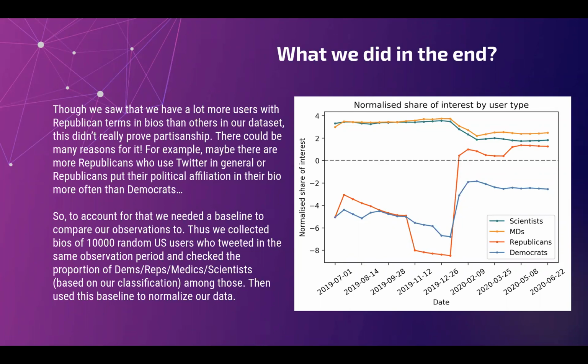So to account for that, we needed some baseline to compare our observation to: how this specific topic of preprints is discussed compared to the general discussion on English-speaking Twitter. To do so, we collected bios of 10,000 random US users who tweeted in the same observation period. Effectively, we collected 10,000 random tweets from the same observation period, then collected the bios of the users who posted these random tweets. And we again checked the proportion of Democrats, Republicans, medics, and scientists based on our classification.